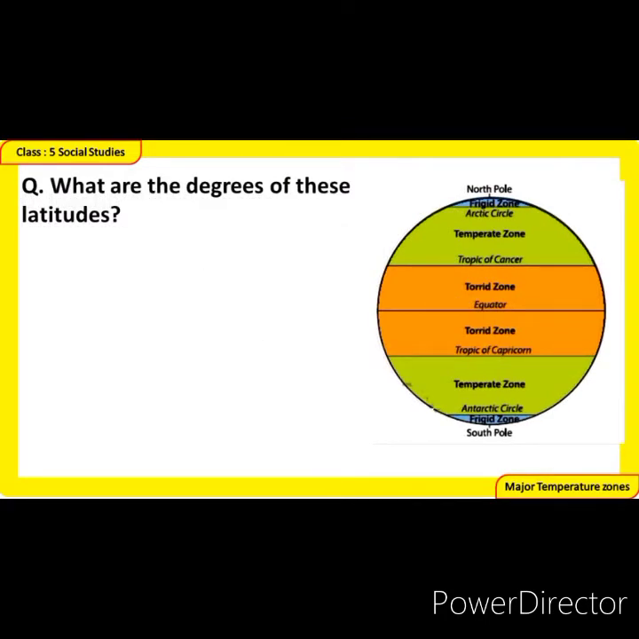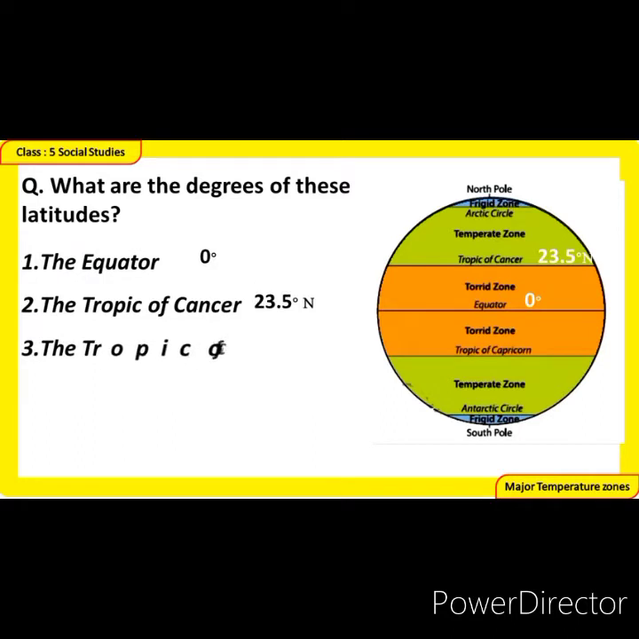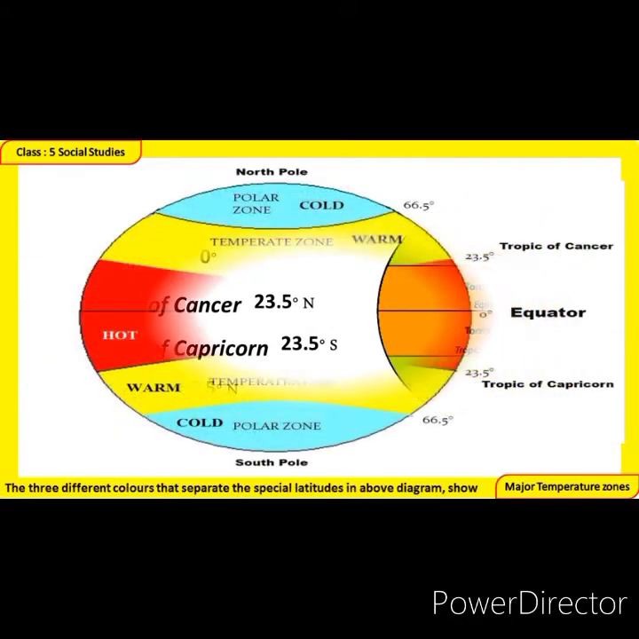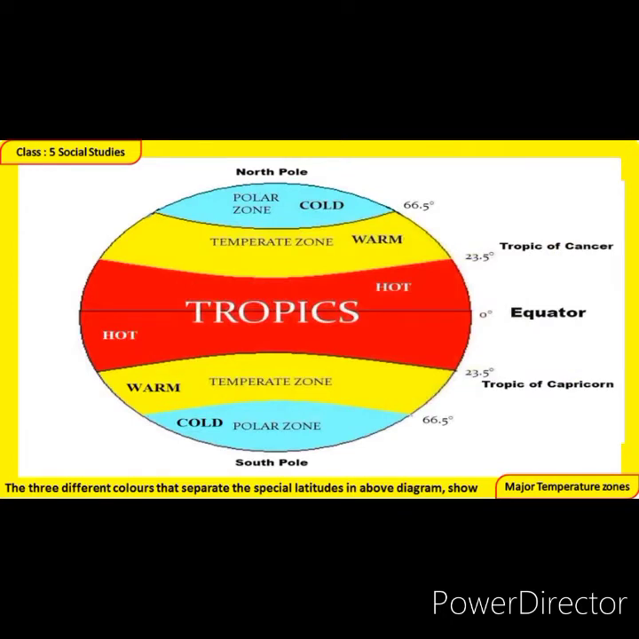We have also studied about the degrees of these latitudes. That is, the equator is at 0 degrees. The Tropic of Cancer is at 23.5 degrees north. Then the Tropic of Capricorn at 23.5 degrees south. Arctic Circle 66.5 degrees north. Antarctic Circle 66.5 degrees south. So we have studied all about this very well in a very proper way.